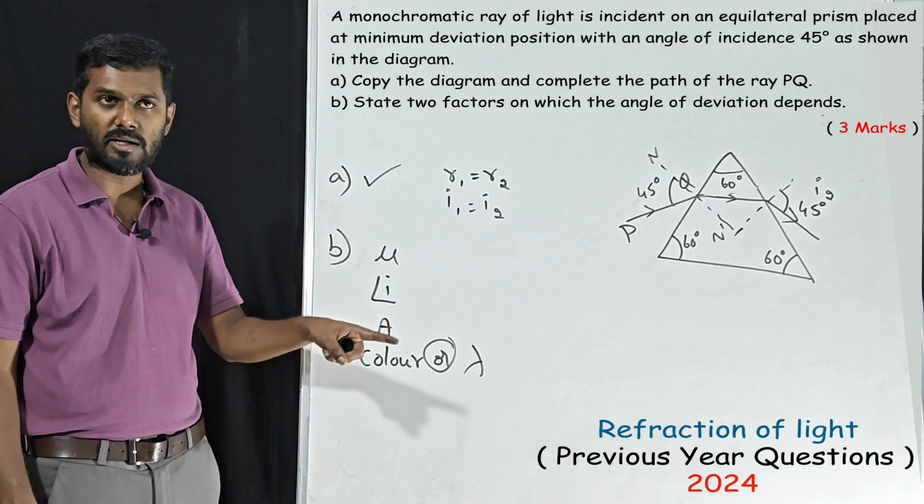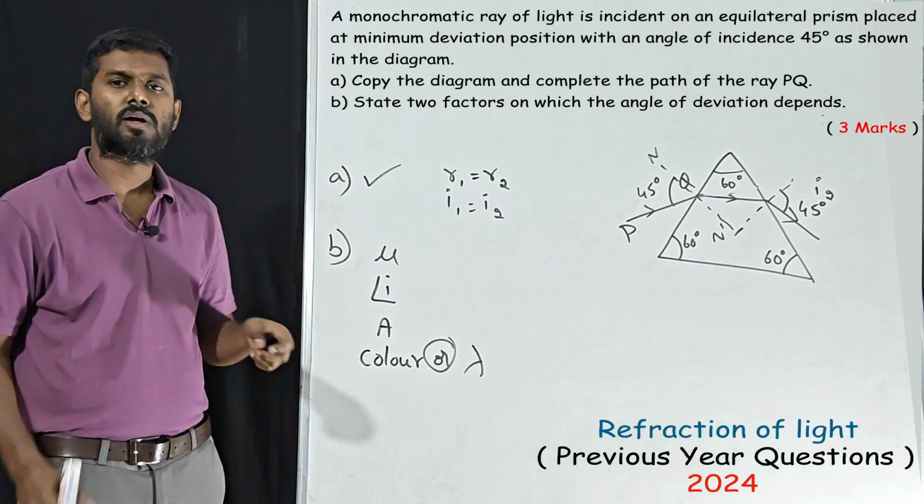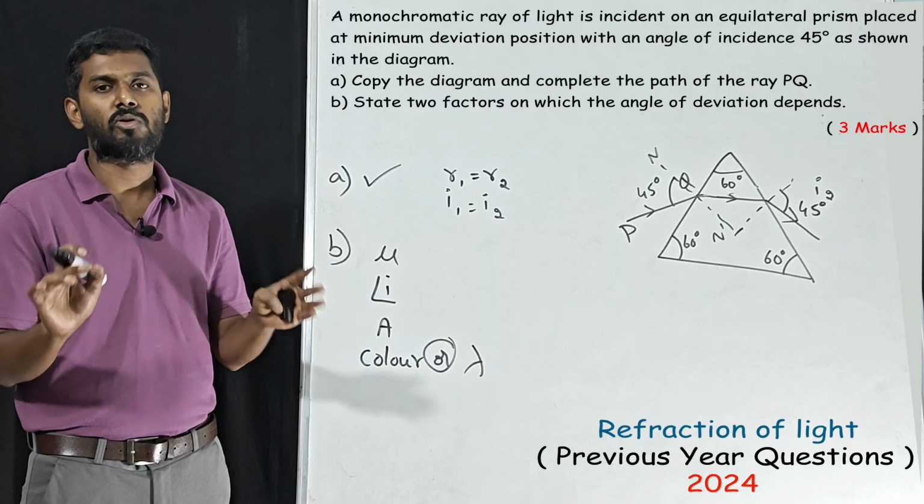So we have 4 factors. Here they are asking just for 2 factors. So you write any 2, that is fine. You will get full marks.